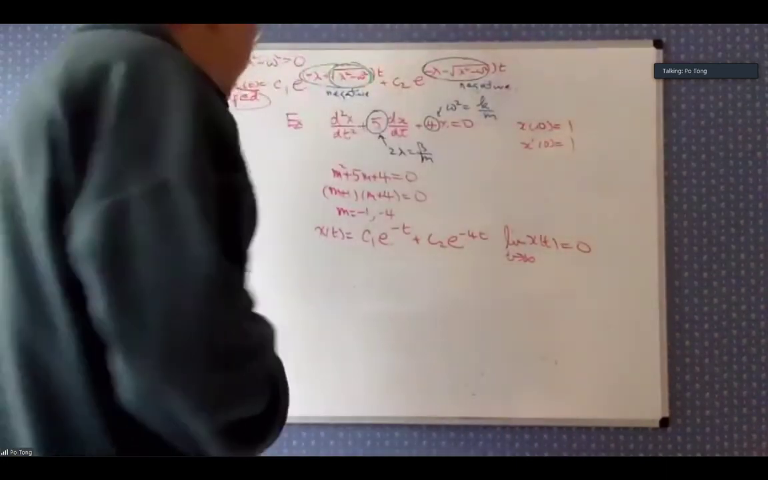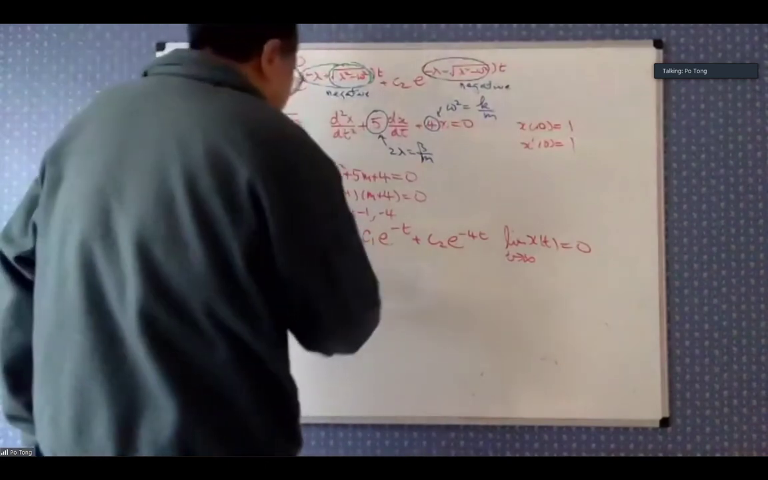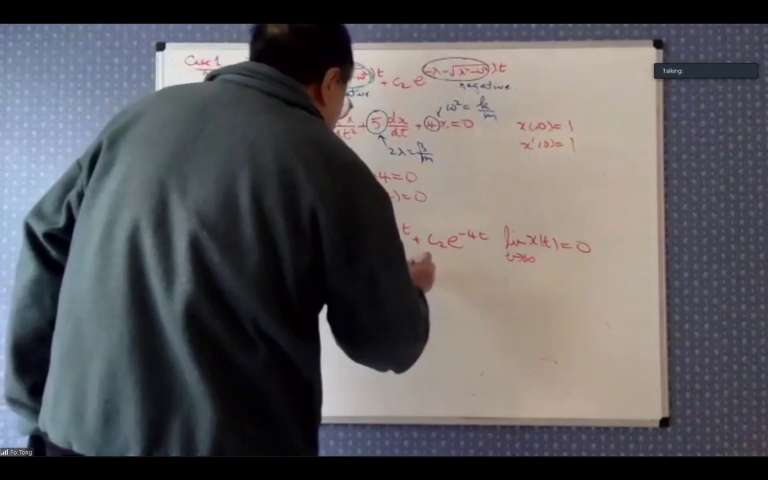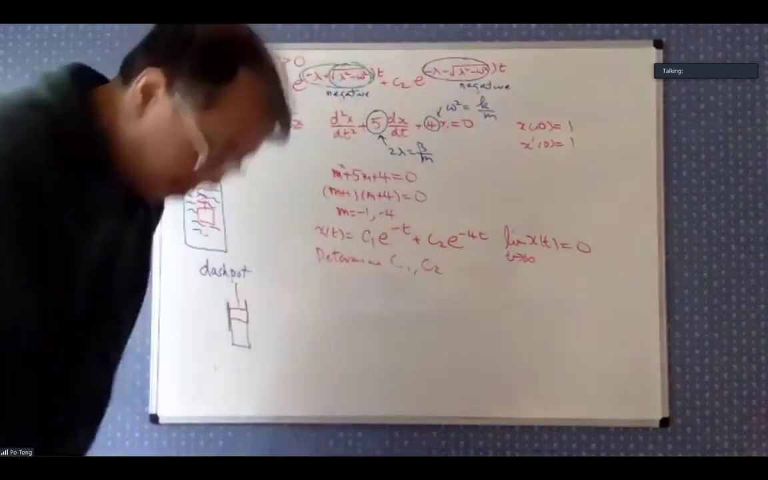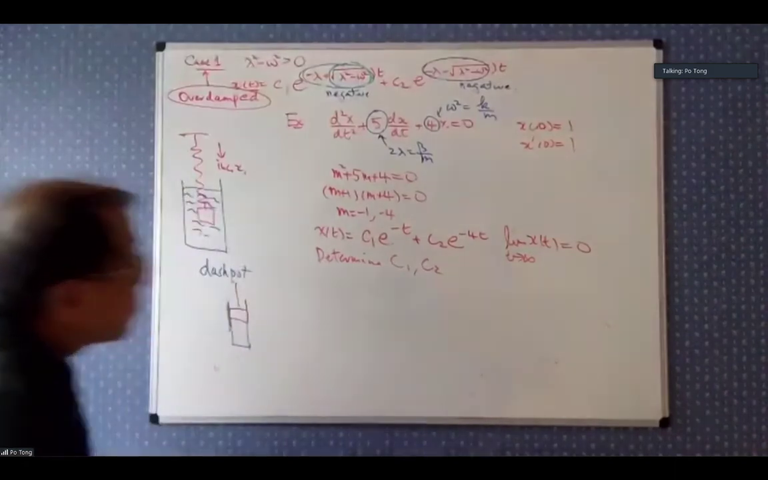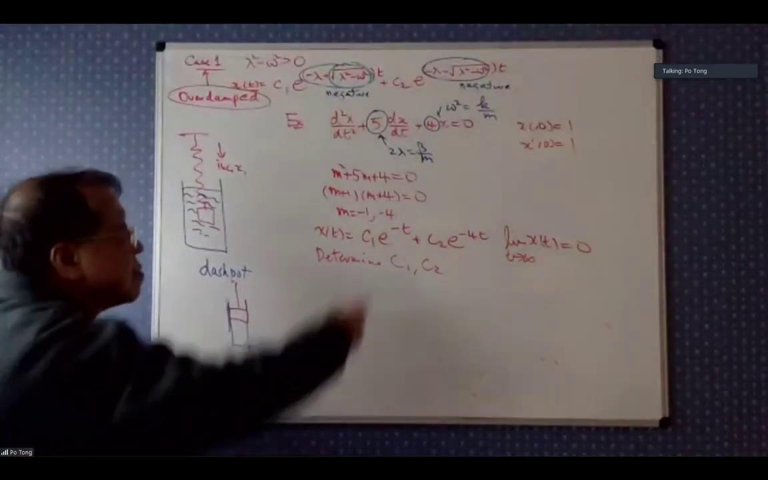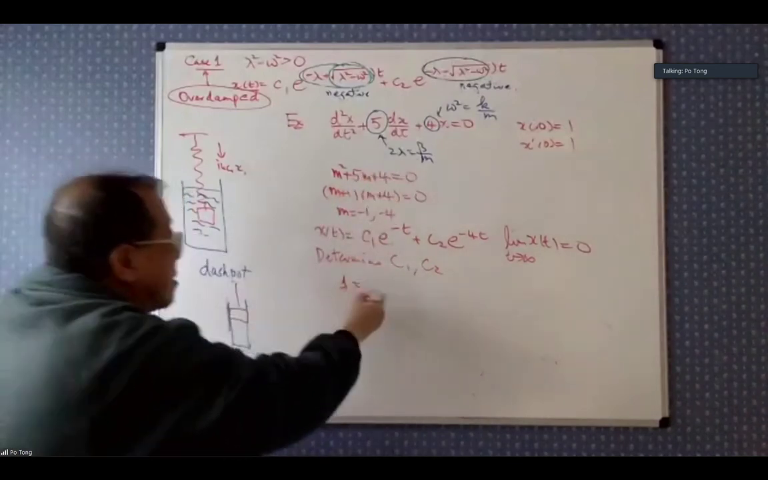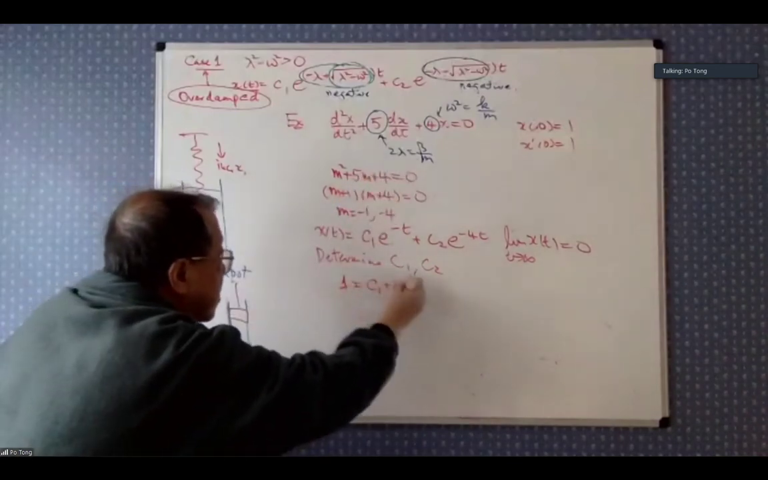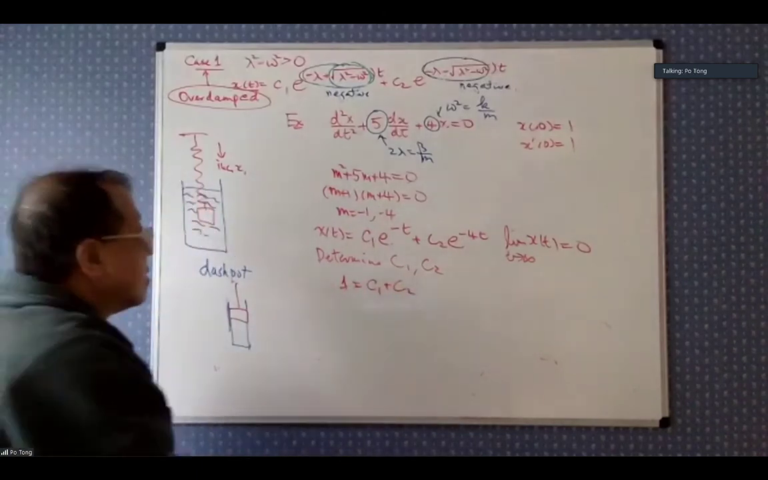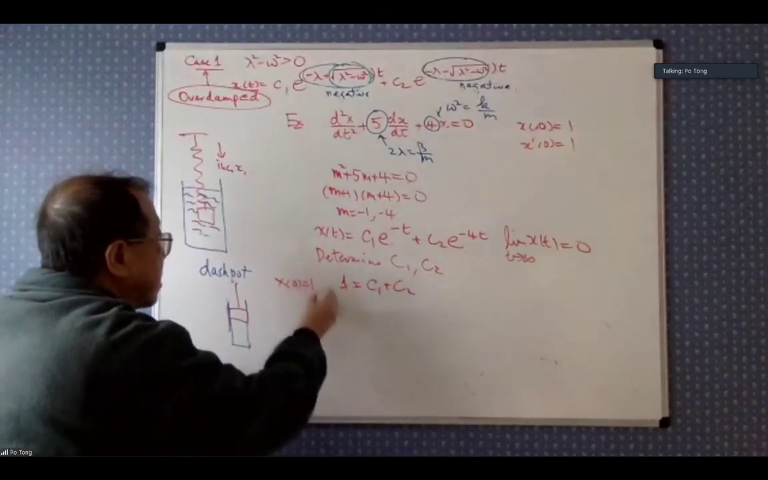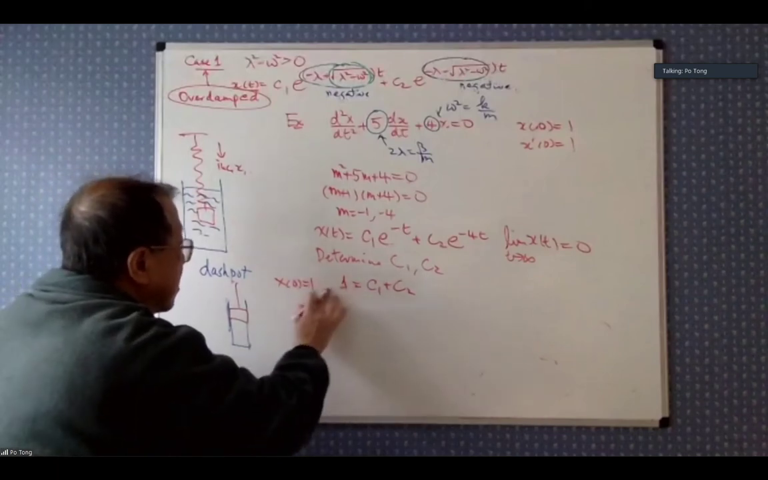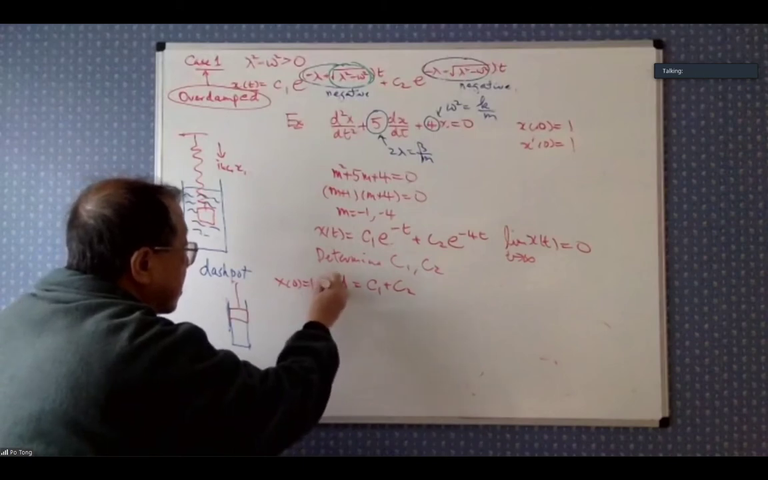Let's determine c1 and c2. How do we do that? We use the initial condition. So 1 will be put in there, x(0) equal to 1. 1 is equal to c1 plus c2. This corresponds to x(0) equal to 1. That gives this equation.